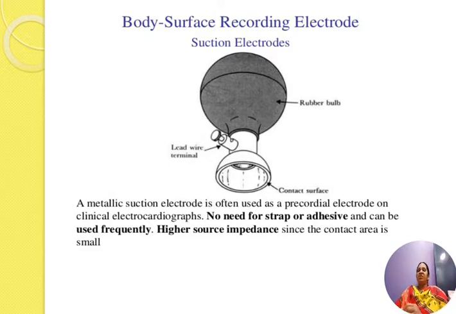No need for strap or adhesive. It doesn't require any strap or any adhesive. When the rubber bulb is pressed, what happens? A vacuum is created, so this can stick to the surface of your body. It has higher source impedance, since the contact area is very small.